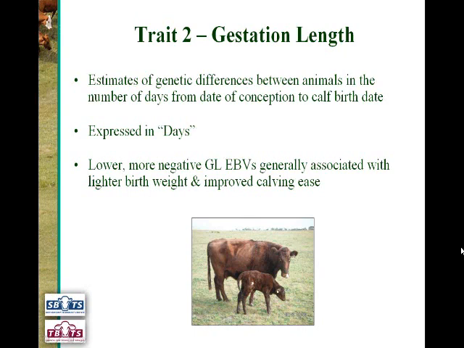And in this case, again, lower gestation length EBVs are associated with a shorter length of gestation, which generally is associated with lighter birth weight and therefore improved calving ease. So that's those first two EBVs, the birth weight and the gestation length EBVs. When we're selecting for both of these, the lower EBVs would generally be the more favourable ones.